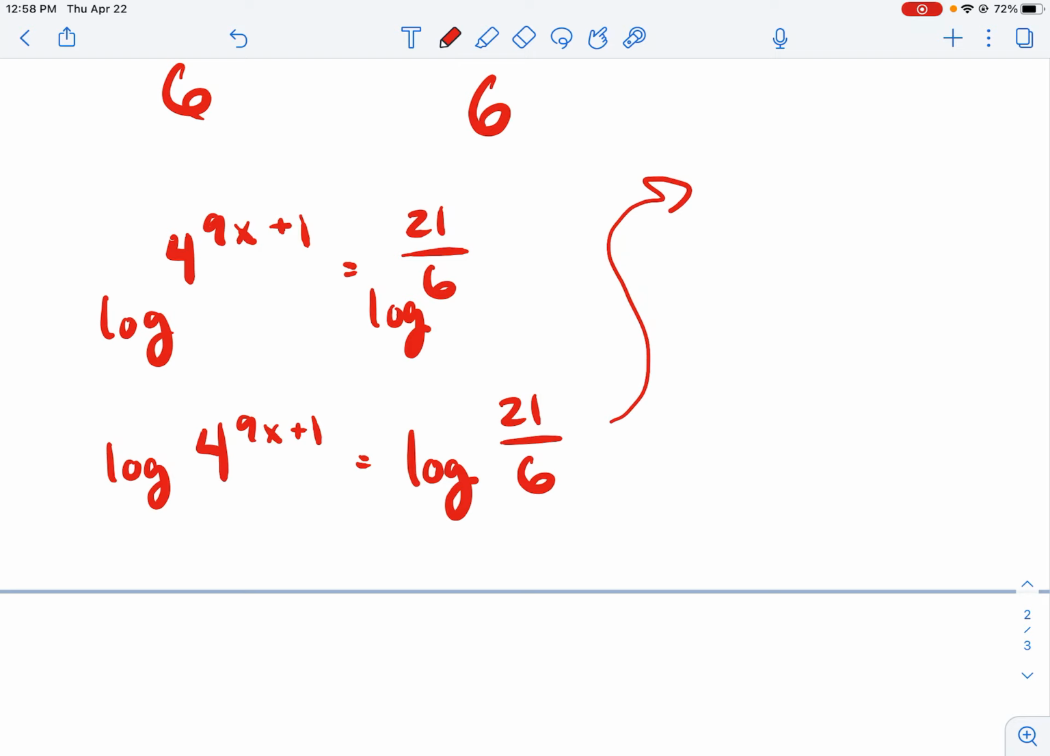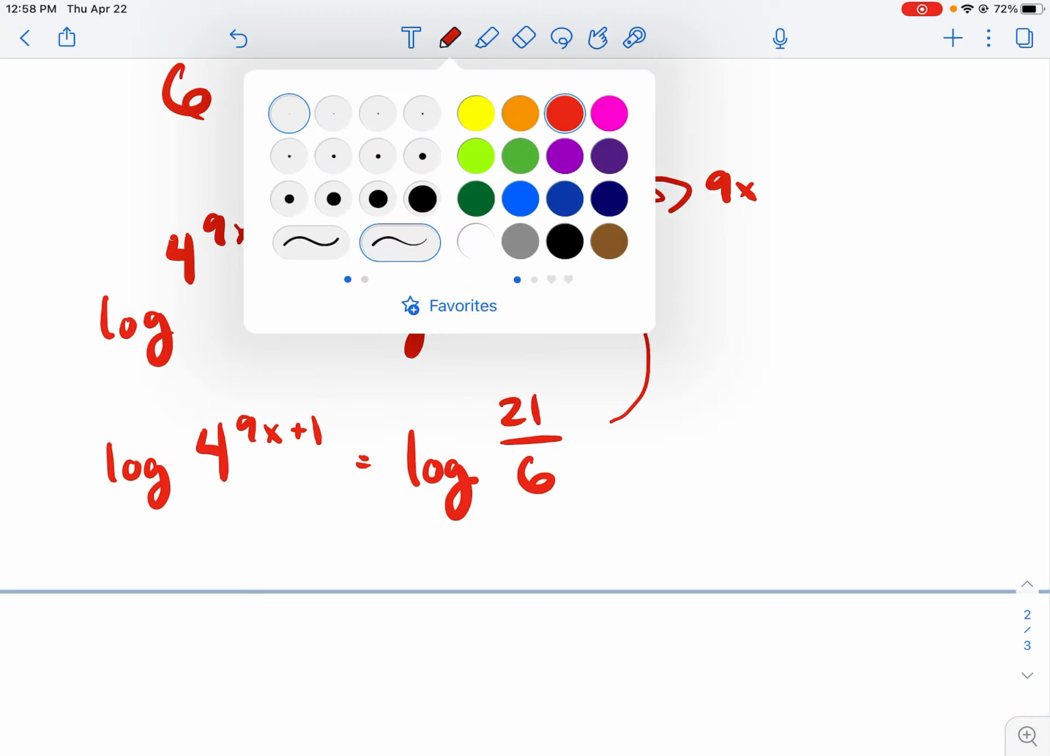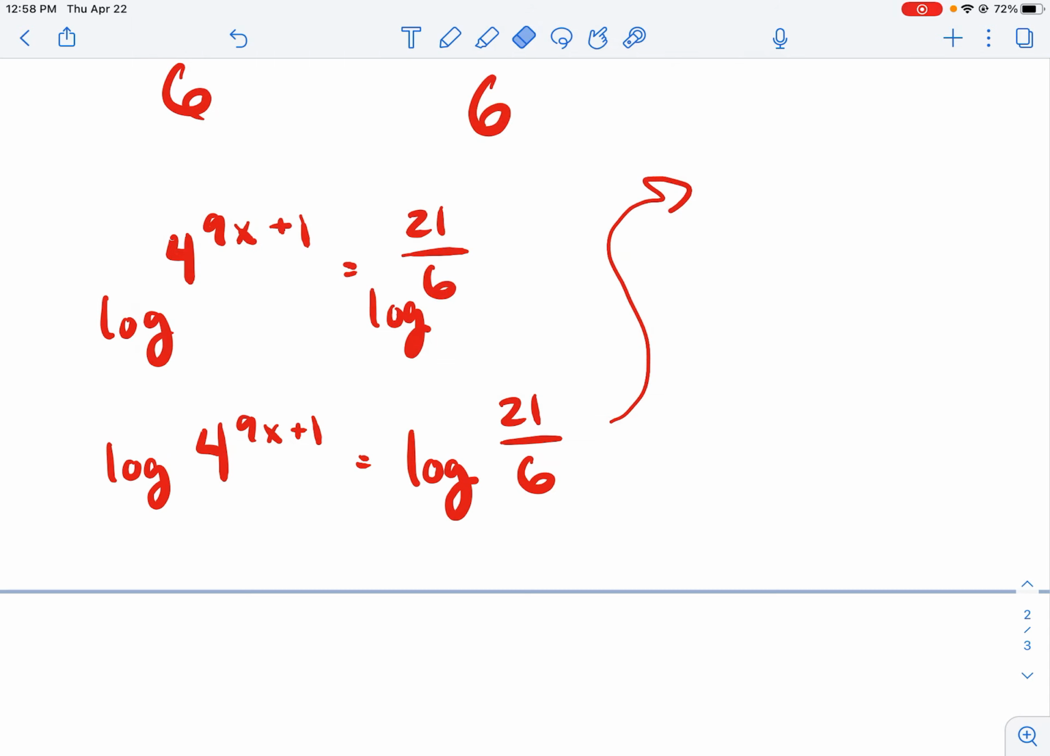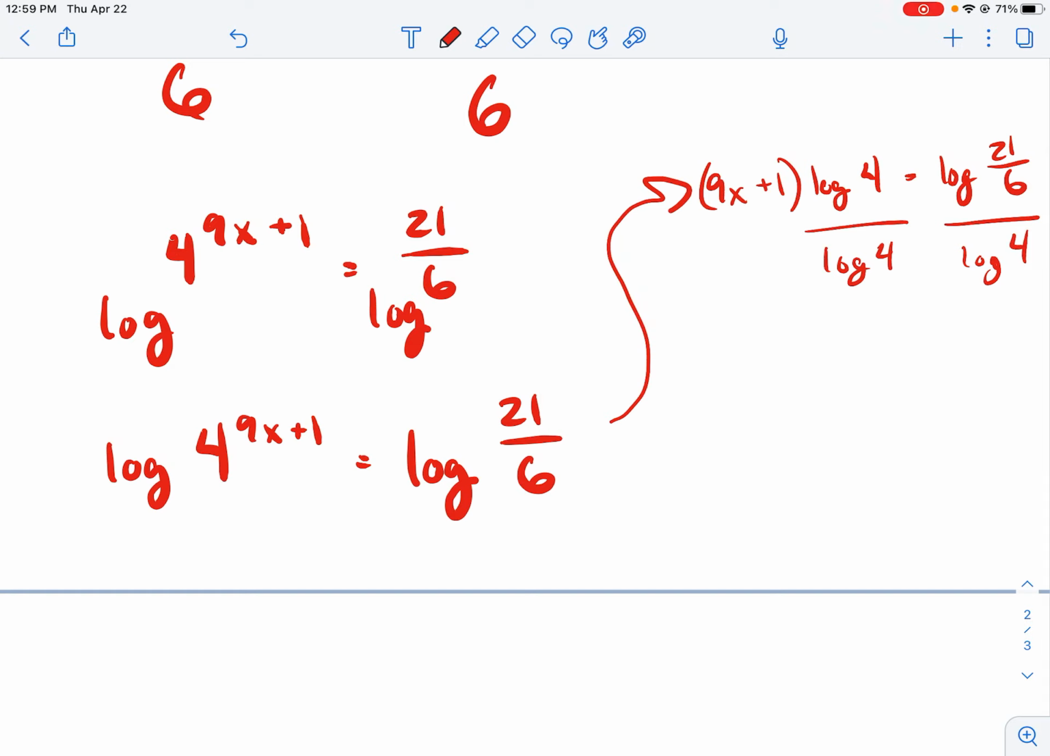Next, I'm going to bring down that expression. So 9x plus 1 times the log 4 is equal to the log 21 divided by 6. And then to get x by itself, I'm going to divide by the log of 4. So we get 9x plus 1 is equal to whatever this nasty number is going to be.